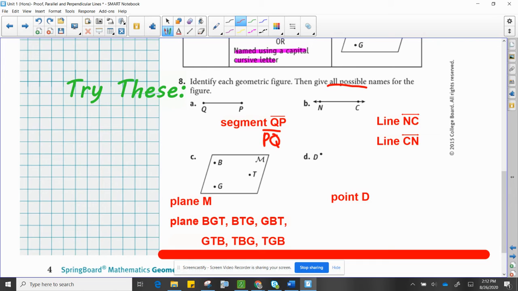For C, we would call that plane M. Now that should be a cursive M. I just couldn't type that out on here, but they use a cursive M here. And you can name it using any order of those 3 letters, okay? And then D is called point D. And again, anytime you have a point, you have to name it using a capital letter. Okay, moving on.